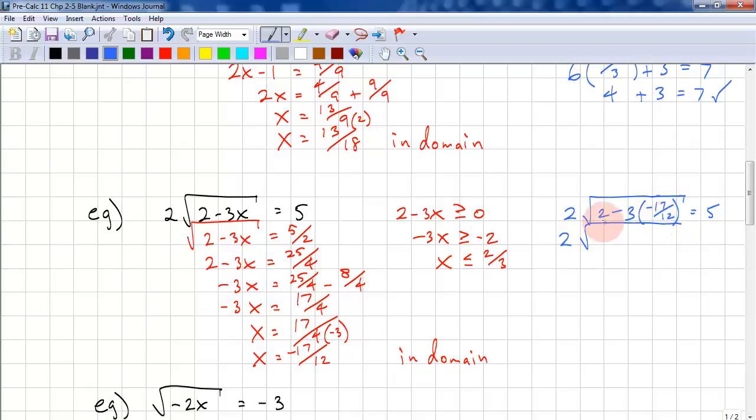Common denominator here is 4, so we have 8 over 4. We got 2 negative signs, so that's plus 17 over 4. Eight plus 17 is 25 over 4. This is 5 squared and 2 squared, so we have 2 times 5 over 2. Cancel out a 2, and we have 5 equals 5. So this answer is good.